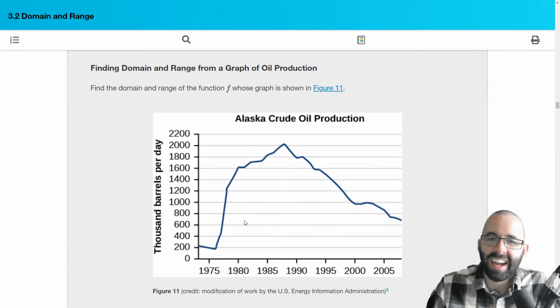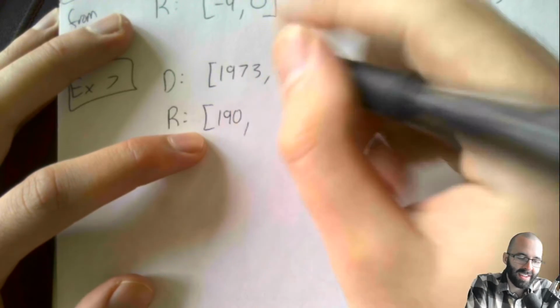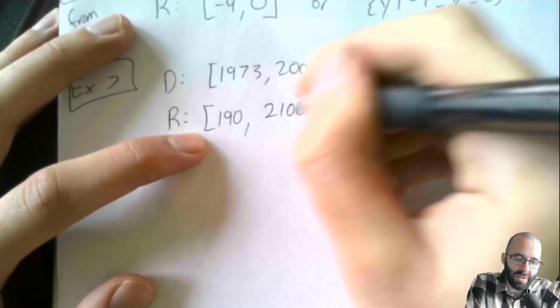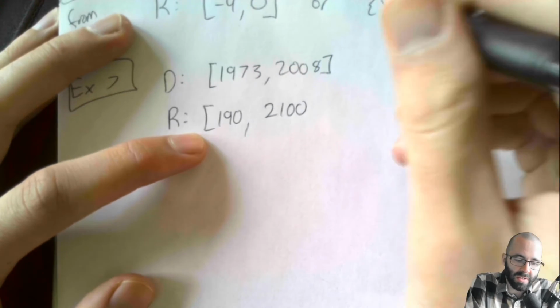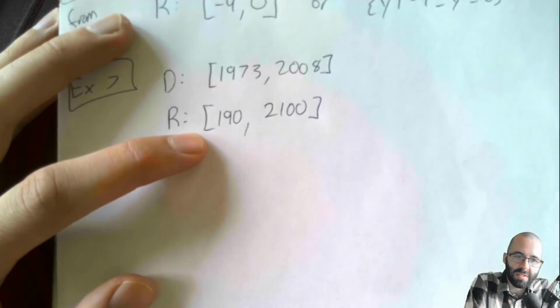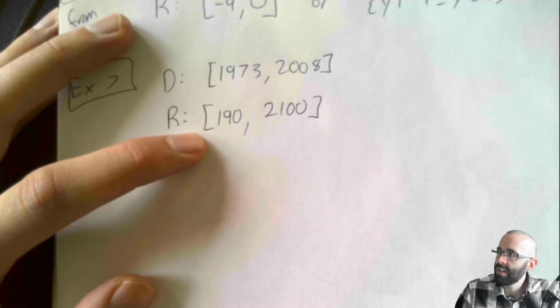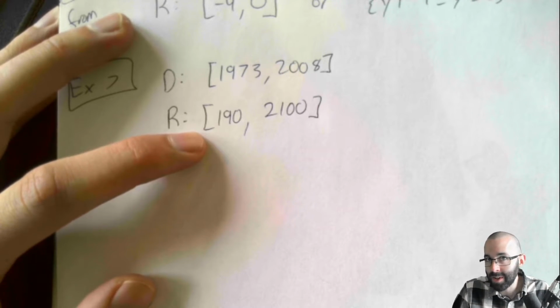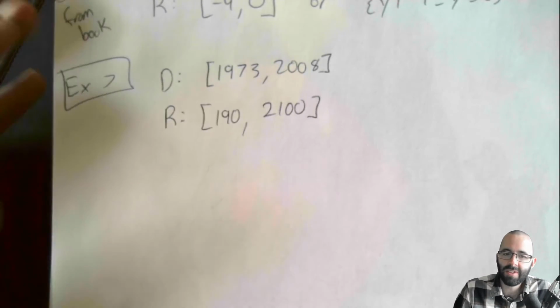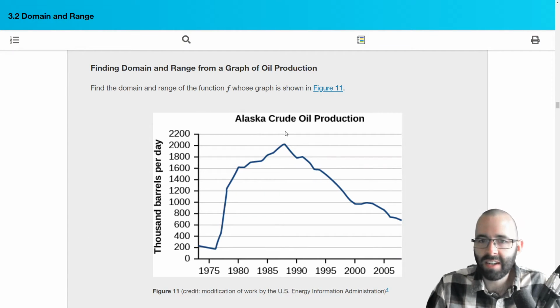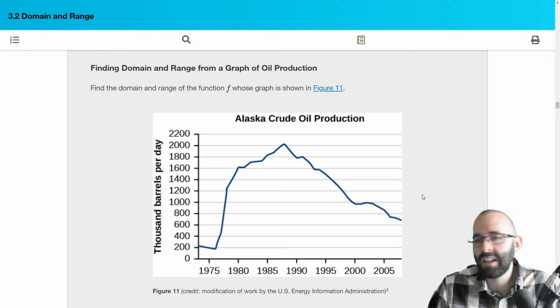And then we go up to the top. It's a little bit over 2,000. Let's say 2,100. Why not? That's the biggest we get, which is about 2.1 million barrels. Because again, these units are in the thousands of barrels per day. So 2,000 thousands is 2 million. And that's all you do for this one. Just find the lowest, find the highest, find the furthest left, find the furthest right.